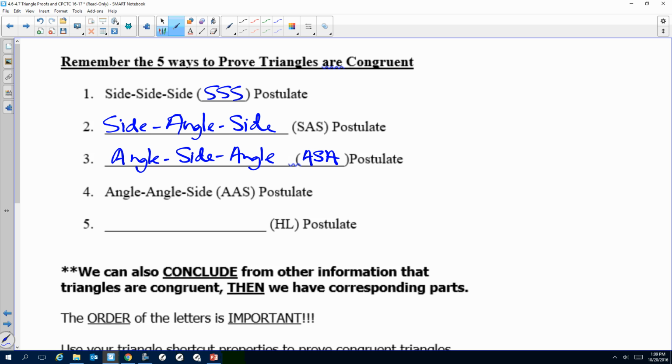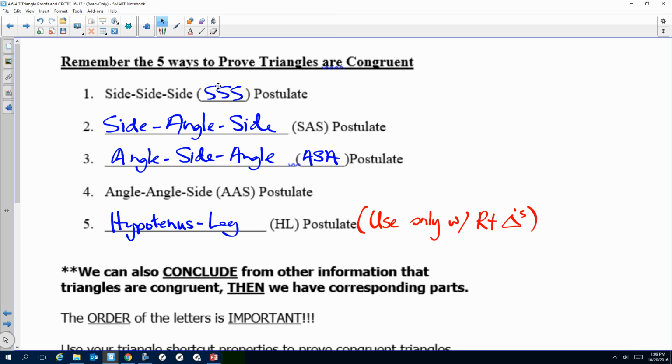ASA. And then the last, the 5th way, HL. Yeah, hypotenuse, leg. All right, now when can we use HL? Yeah, so we're going to just add that little side note. Use only with right triangles. HL you can only use with right triangles. So we're going to use these previous ways of proving congruent triangles when we get into proofs.